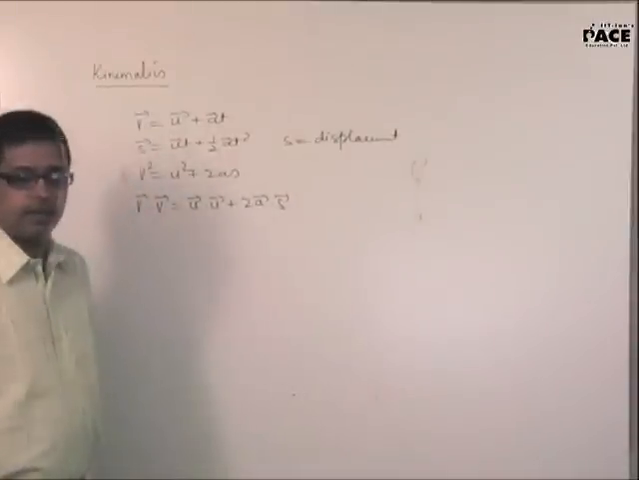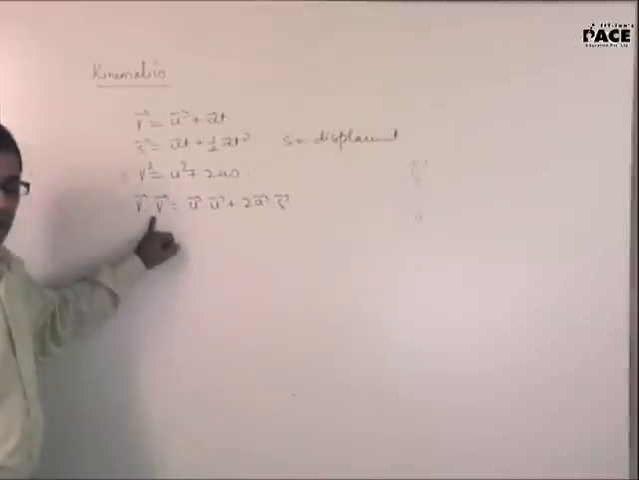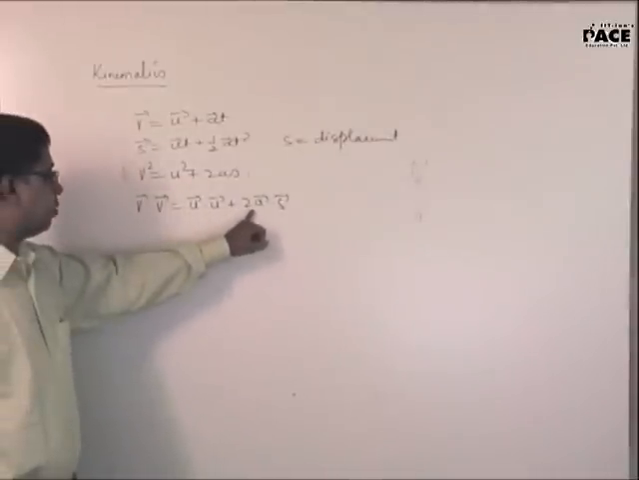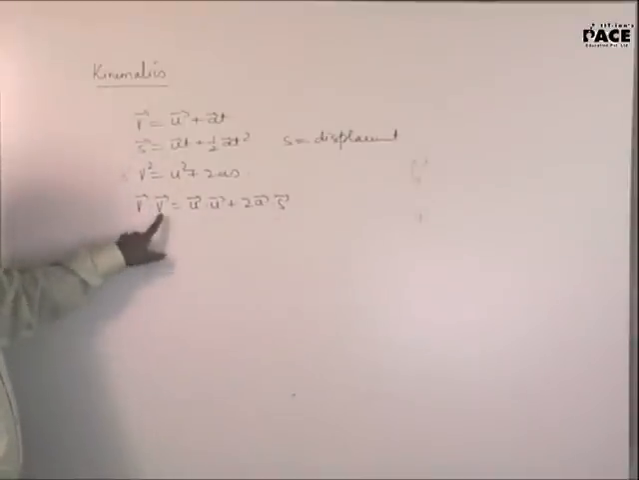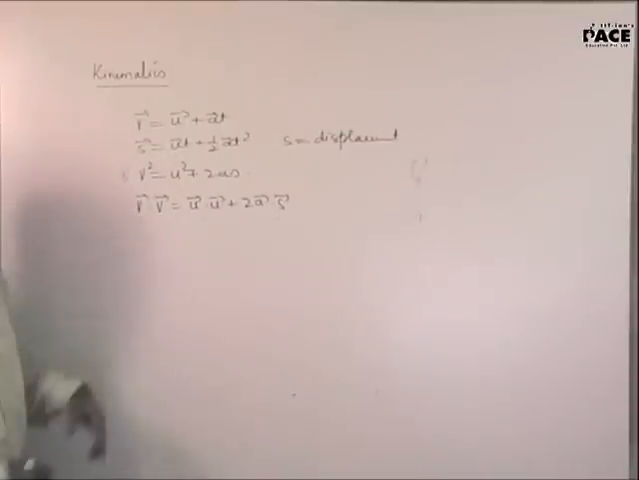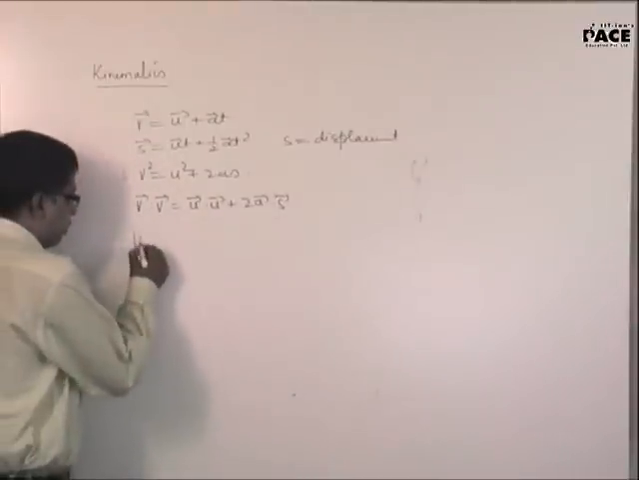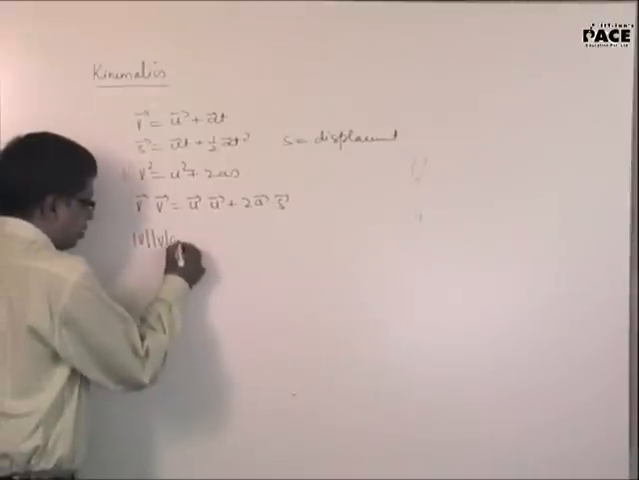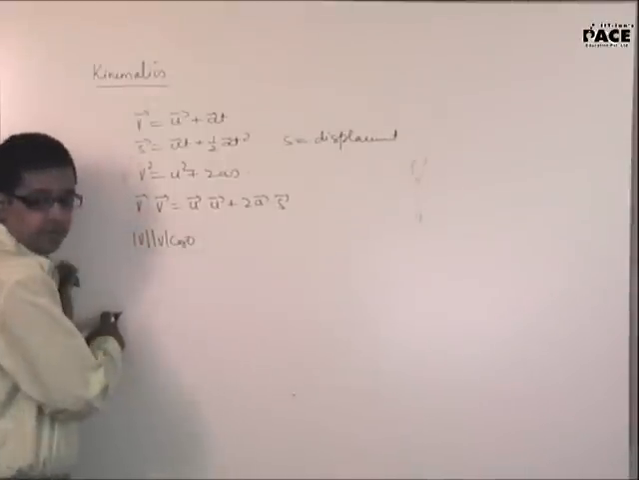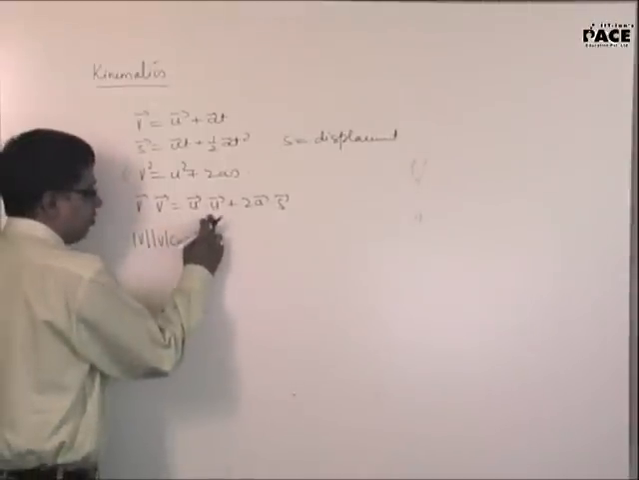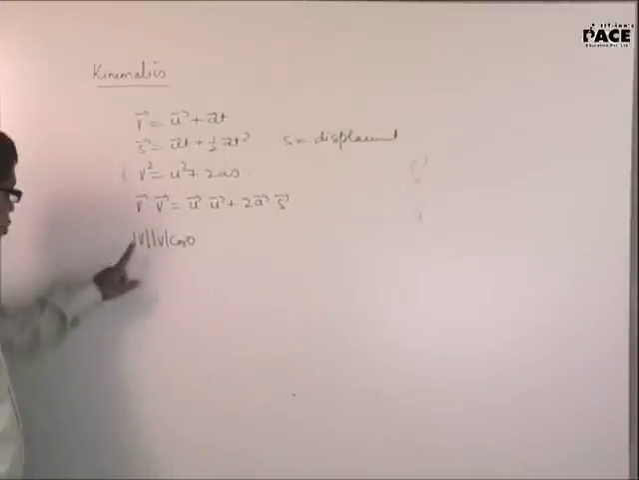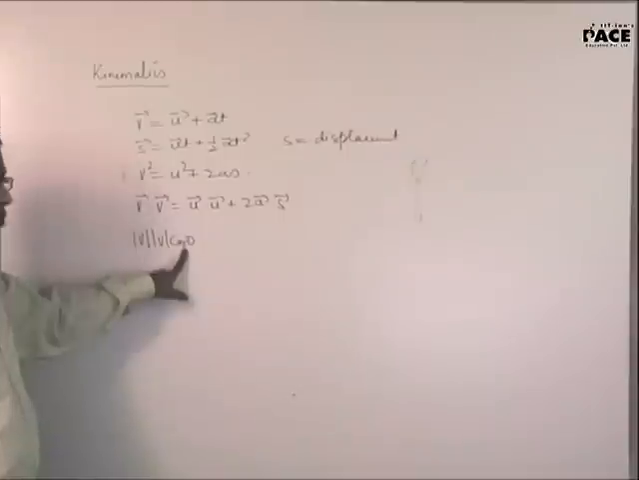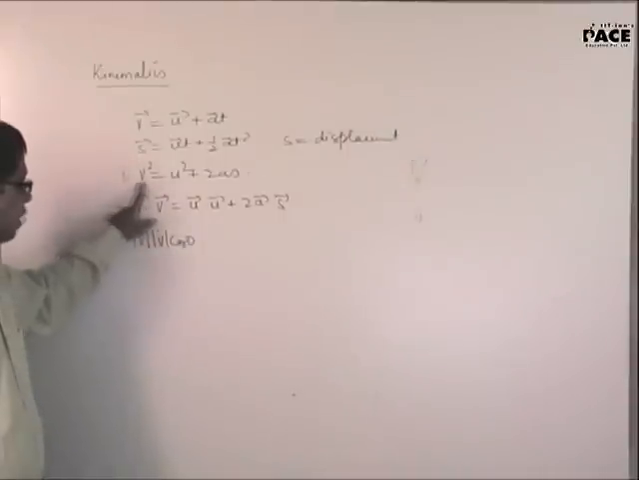Yes, sir. Have a look. Now v dot v equal to u dot u plus 2 times a dot s. What is this v dot v? It is the dot product of these two. How do you actually simplify the dot product? Magnitude of v into magnitude of v into cos 0, magnitude of u into magnitude of u into cos 0. Right, so cos 0 is 1, so it becomes v square.